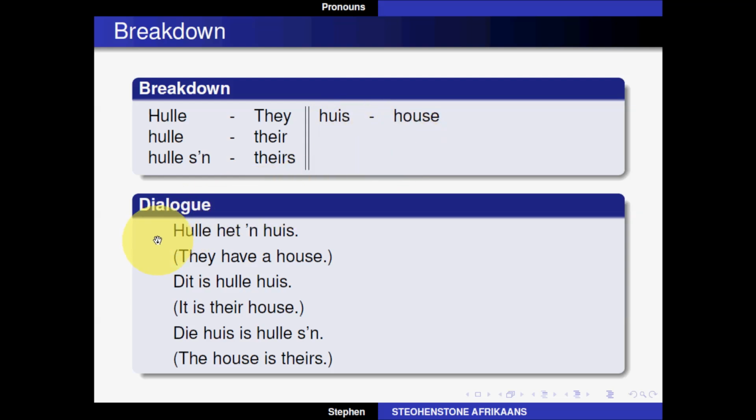So let's look at the first sentence. Hulle het 'n huis. They have a house. Dit is hulle huis. It is their house. Die huis is hulle sin. The house is theirs. So let's review these three sentences.